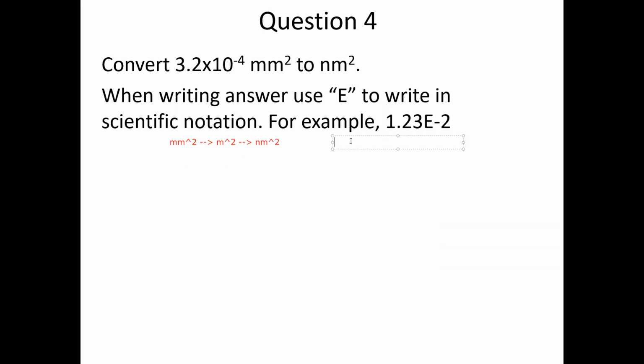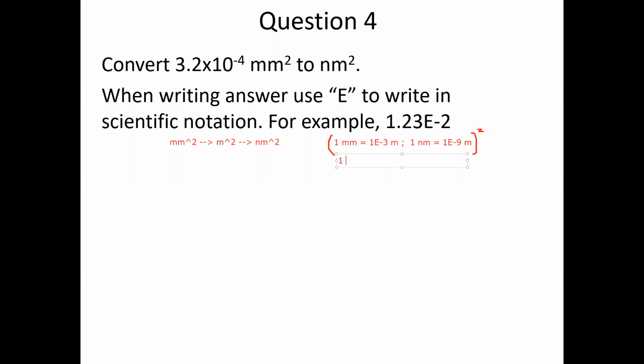And so what we know from our metric chart is that 1 millimeter is 10 to the negative 3 meters, and 1 nanometer is 10 to the negative 9 meters. So this is what you get from the metric table. But we don't need just millimeter, nanometer, meter. We need millimeters squared, meters squared, nanometers squared. So here we want to square each conversion factor.